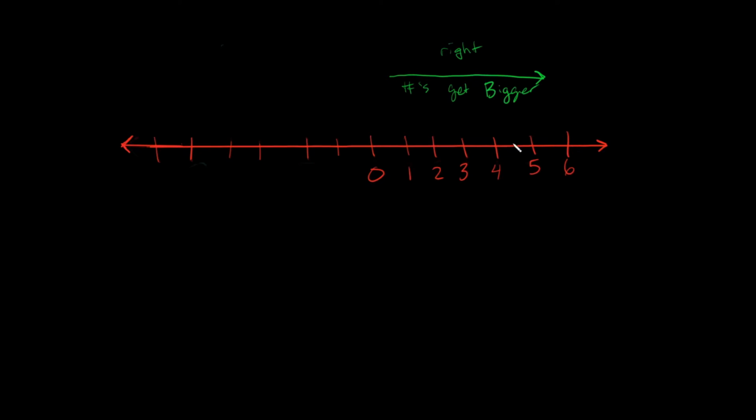When we move to the left on the number line, you can see the numbers are decreasing, okay? So when we move to the left, right, when we move left, numbers get smaller, okay? So bigger and smaller.